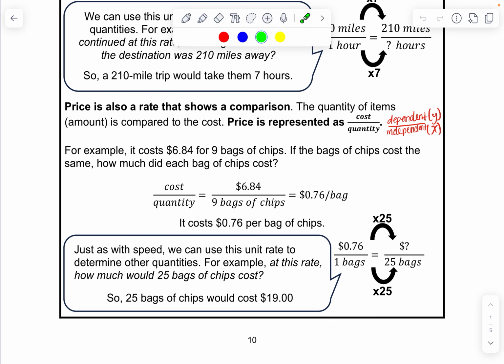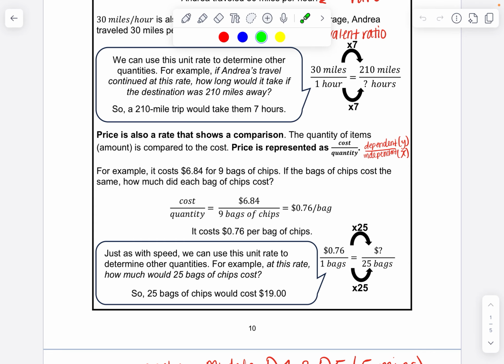And so the formula for price is cost divided by quantity. Cost will be your y, and quantity will be your x. So in this example right here, it says it costs $6.84 for 9 bags of chips. If the bags of chips cost the same, how much did each bag of chips cost? Right? So the cost was $6.84 and the quantity was 9 bags of chips. We would have to do $6.84 divided by 9, giving us the unit rate of 76 cents per each bag.